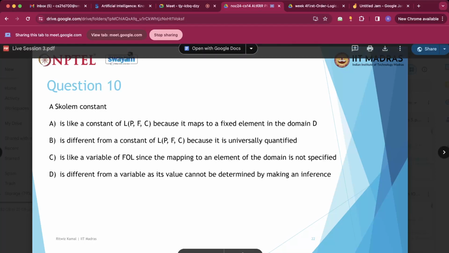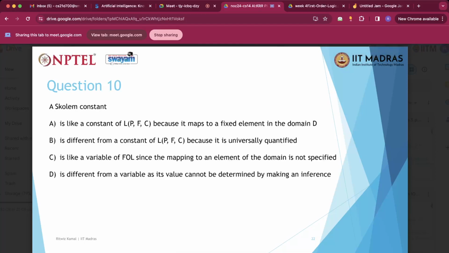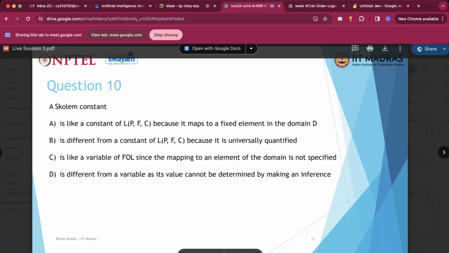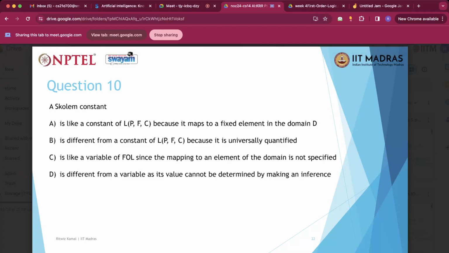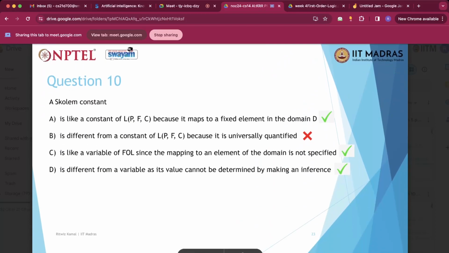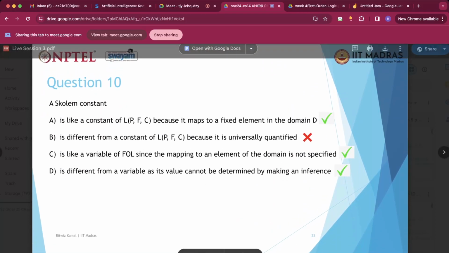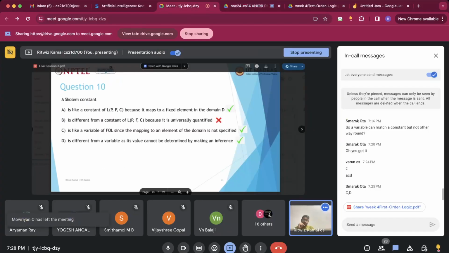The third option says it's like a variable of FOL since the mapping to an element of the domain is not specified. This is also true. Option D is also true because it is different from a variable as its value cannot be determined by making an inference. Okay, so the correct options are A, C and D. Any doubts on that?